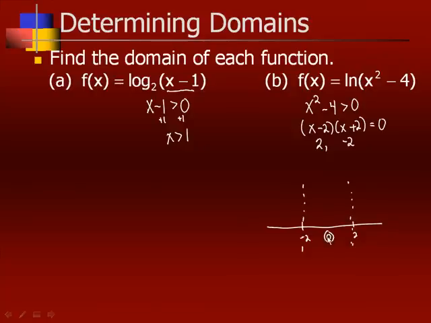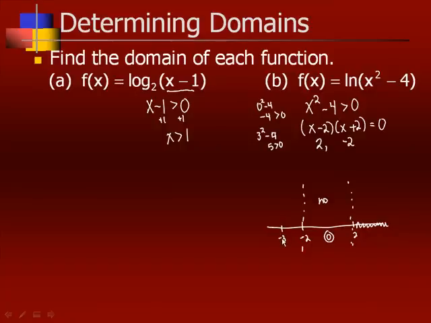So if we pick 0 in between negative 2 and 2 and plug it in here, we would get 0 squared, which is 0, minus 4, which is negative 4. Is negative 4 greater than 0? No, so 0 is not included. Pick a number, 3. 3 squared is 9, minus 4 is 5. Is 5 greater than 0? Yes, so we're going to shade that one.